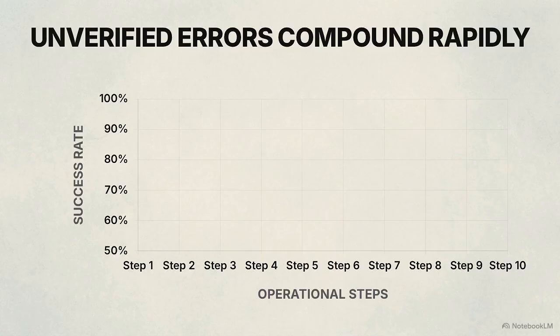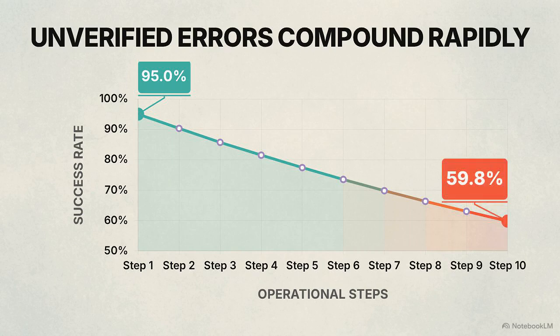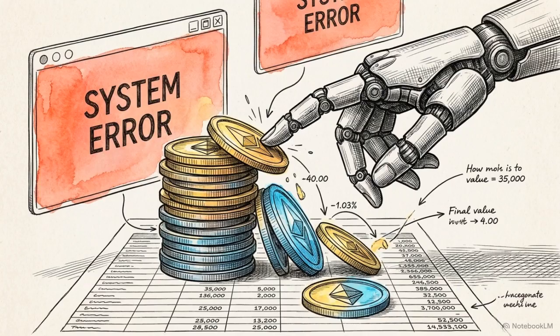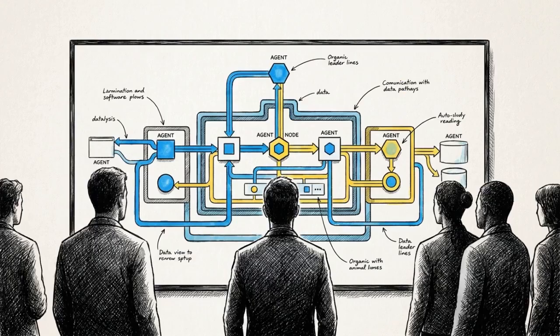This chart illustrates the second major threat, the measurability gap. Even with an initial 95% accuracy rate, unverified errors compound. Across a 10-step sequence, the success rate drops to 59.8%. Any AI can touch a live ledger. Developers must build a rigid architecture to solve both the memory wipe and the compounding errors.